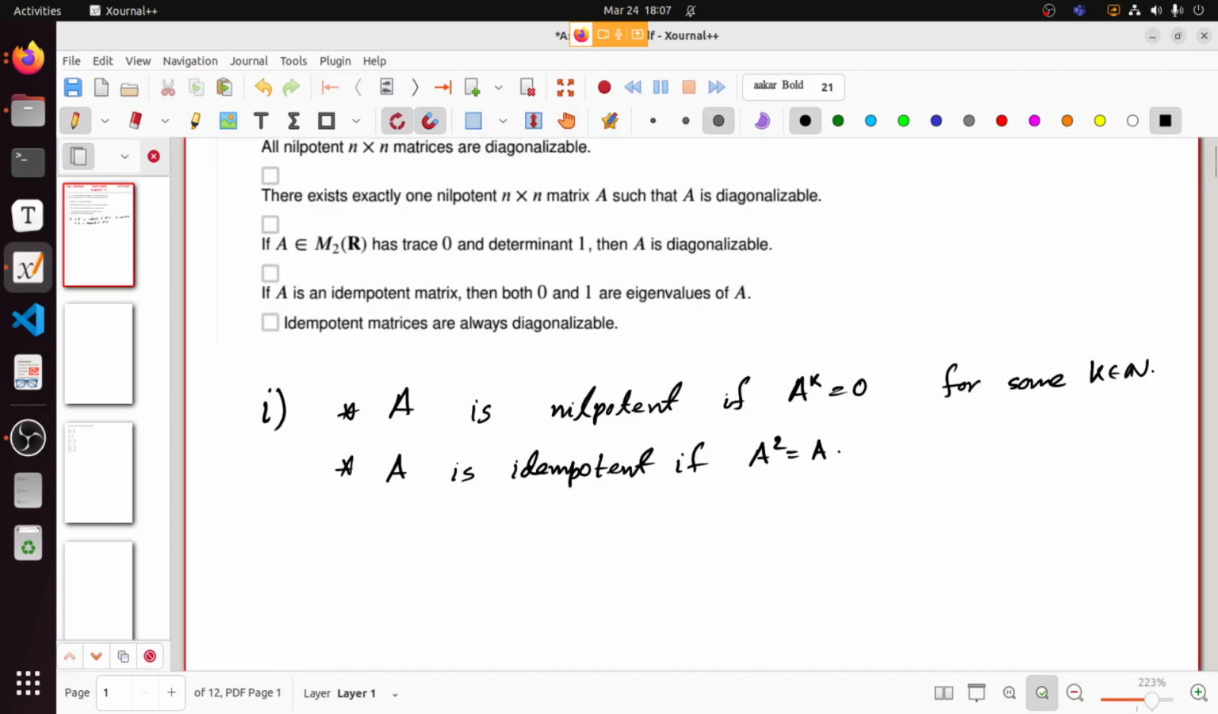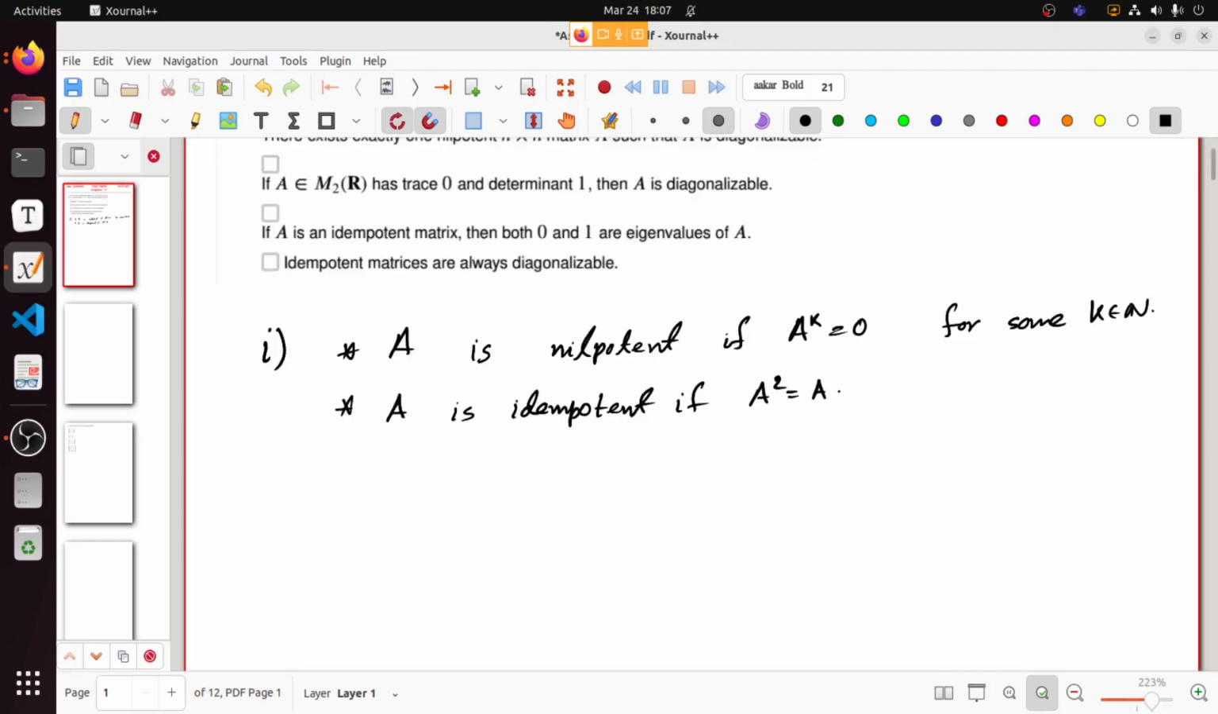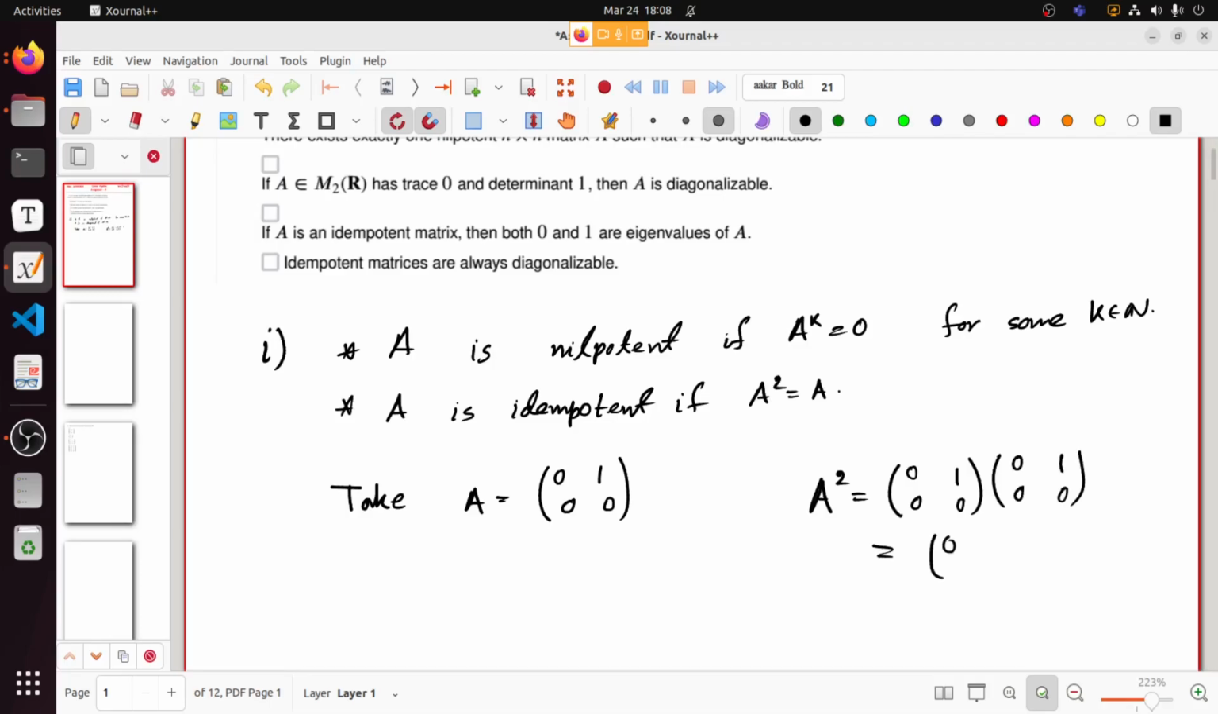So let's take one example of a nilpotent matrix. Take A equals 0 1 0 0. Then A is nilpotent, right? So let's square it. What will it become? A square is 0 1 0 0 times 0 1 0 0, so it's 0 0 0 0. So A square is a 0 matrix, right? Which implies A is a nilpotent matrix.